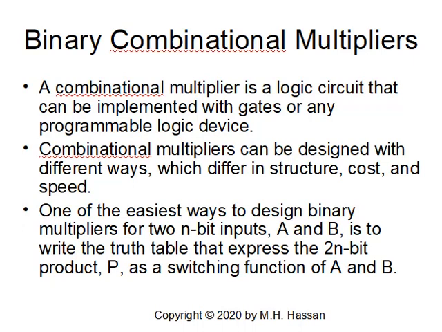One of the easiest ways to design binary multipliers for two n-bit inputs A and B is to write the truth table that expresses the two n-bit product P as a switching function of A and B.